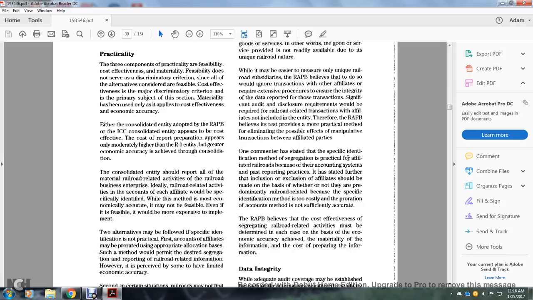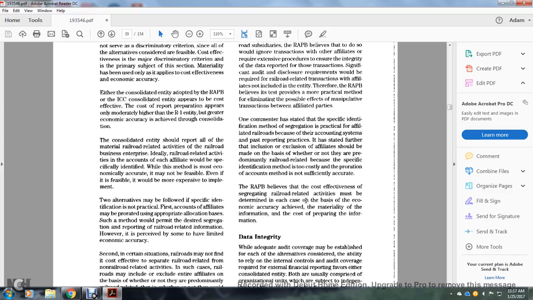Other commentaries have stated that specific identification and segregation is not practical for affiliates of railroads because of the accounting system and reporting practices. They state further that inclusion or exclusion of affiliates should be made on the basis of whether or not they are predominantly railroad-related, because the specific identification method is too costly or the proration of accounts method is not sufficiently accurate.